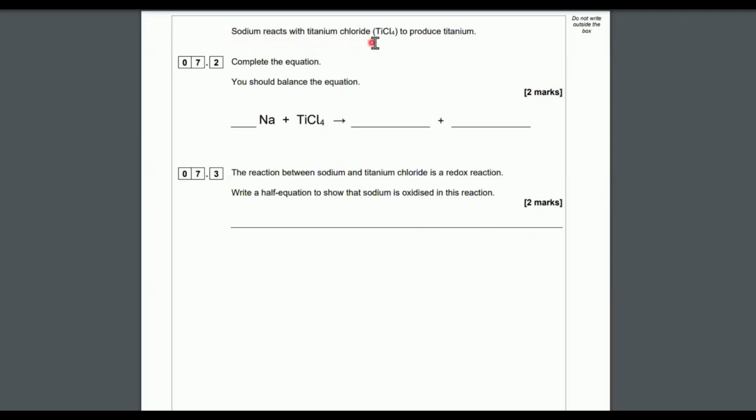Sodium reacts with titanium chloride, TiCl4, to produce titanium. Complete the equation. You should balance the equation, 2 marks. So if I've got sodium plus titanium chloride, sodium is obviously more reactive. This is a displacement reaction like I was talking about. So we're going to get NaCl because it's more reactive. It's group one. So it's going to form a one-to-one with that.